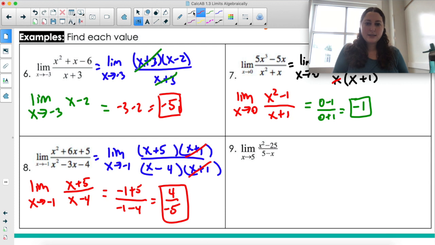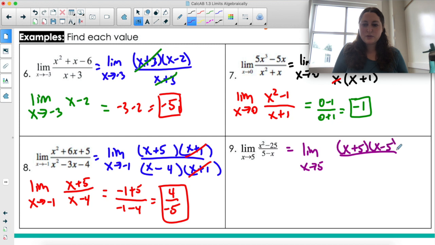Okay, and last example, the limit as x approaches 5. Again, you're going to get 0 over 0, so we need to factor. So this is the same thing as saying the limit as x approaches 5 of 5 minus x over x squared minus 25. The denominator factors into x plus 5, x minus 5, the difference of two squares. Now here's the interesting part: 5 minus x is not going to cancel with x minus 5.